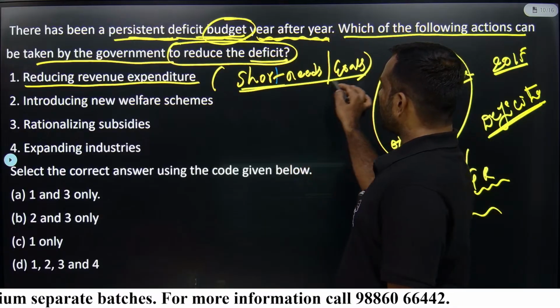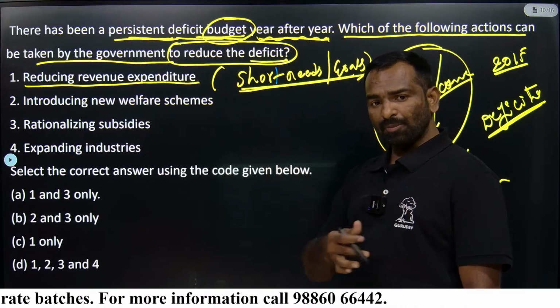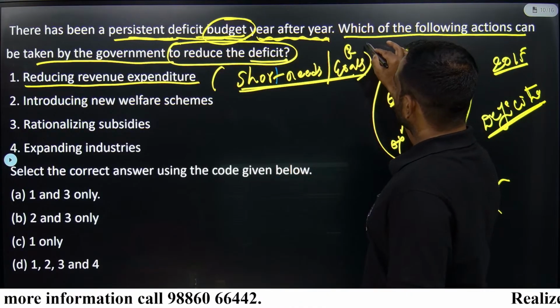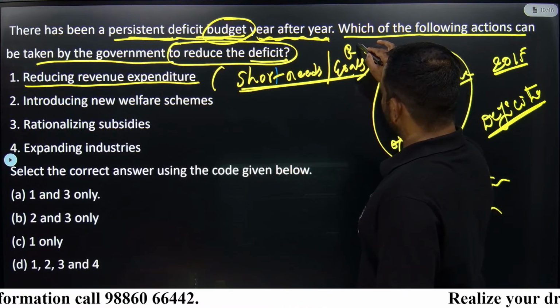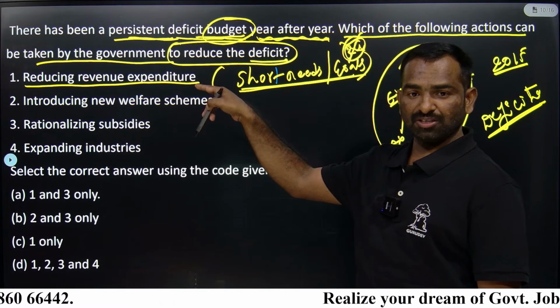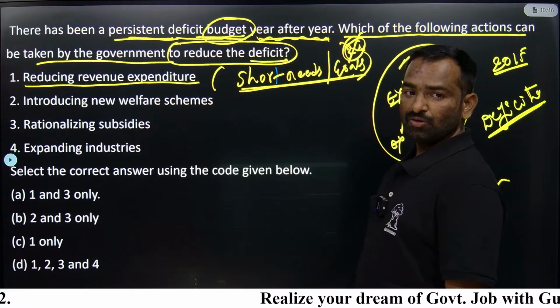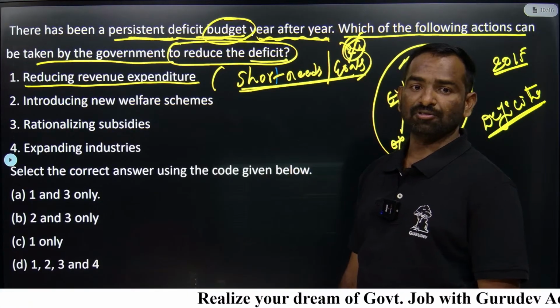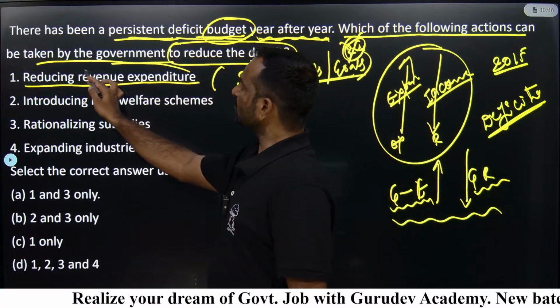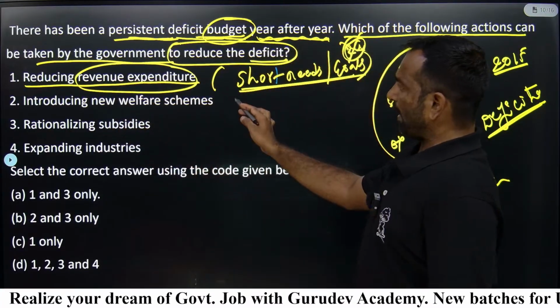Government wants to meet these, and the thing is that when the government spends money on revenue expenditure, there is no revenue generation. Revenue is not going to be created by the government. That's what revenue expenditure is. Okay, first point.